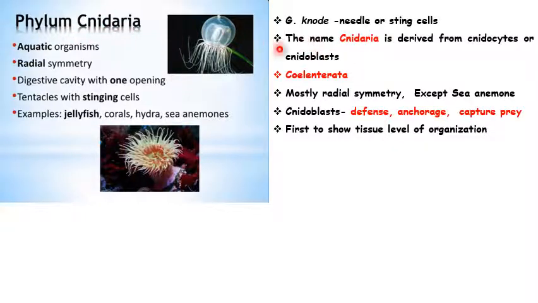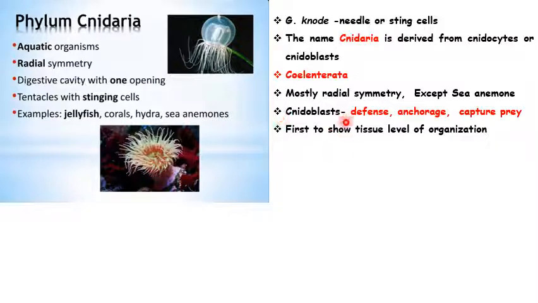Most of the animals in this Phylum Cnidaria exhibit radial symmetry, except a few groups like sea anemones, which exhibit bilateral symmetry. And one more thing about this group: all of Phylum Cnidaria are aquatic organisms. You can find them only in aquatic environments, not on land or anywhere else.